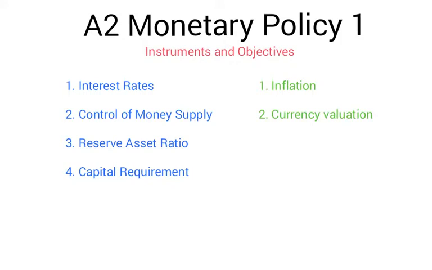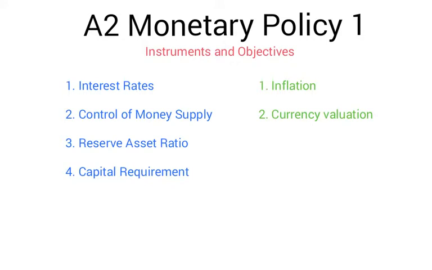So down the left hand side there, the four in blue, these are the main instruments that we need to be aware of. Interest rates was primarily covered at AS, so we're not going to spend too long looking at that. Control of money supply is a really important one at the moment, because that's where the idea of quantitative easing is considered, and a couple of others that they have to control what's called the monetary base are the reserve asset ratio and the capital requirement.